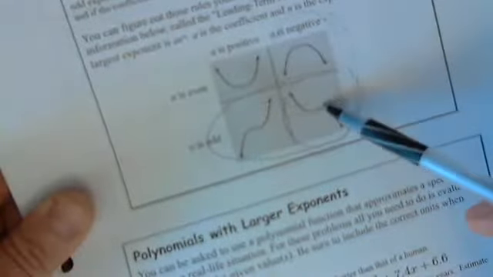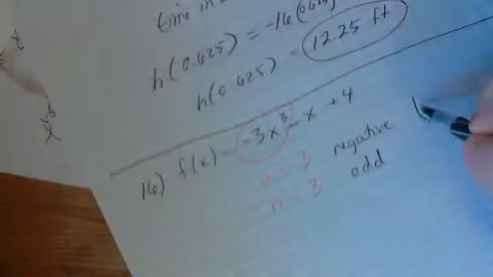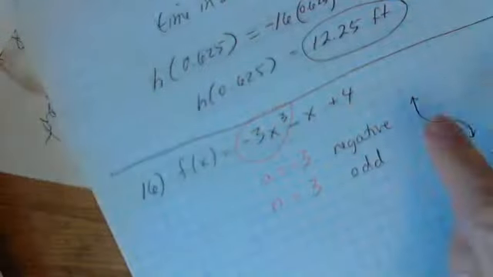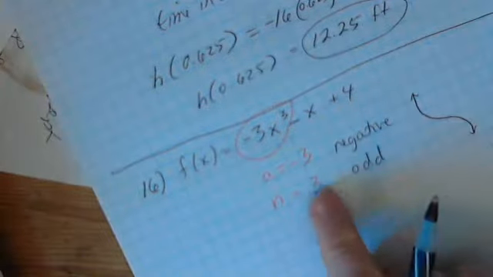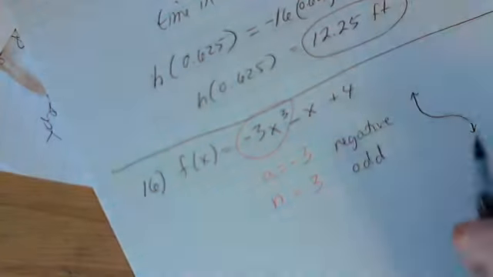Our graph is going to look like this. It's actually going to look exactly like this without any turns in the middle because it's a cubic function. So it's going to go downward from left to right because of the negative, and it's going to have opposite ends because of the odd power. So we're going to choose letter D.